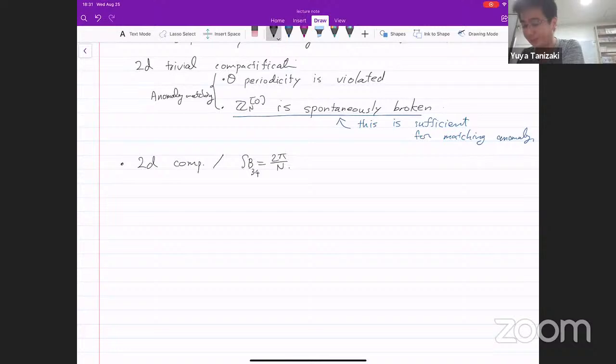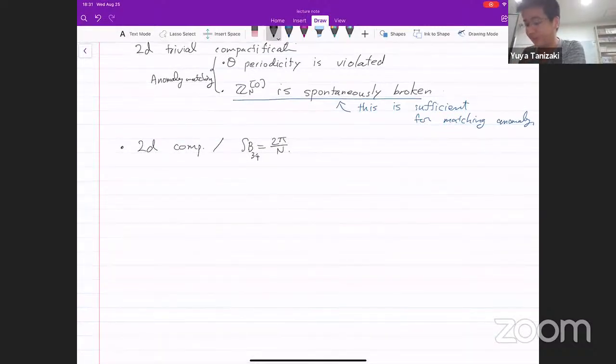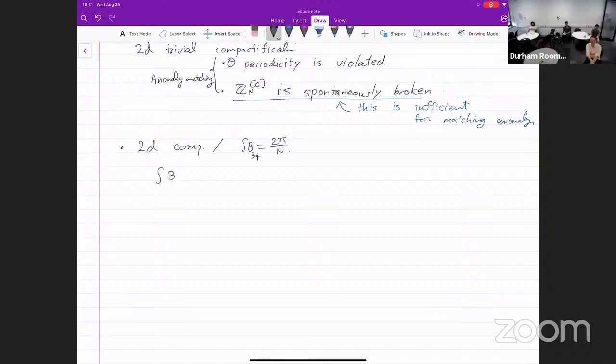Okay, now let me go into 2D compactification with 't Hooft flux. Now, important point. Sorry, Yuya, can I stop you before you get there?